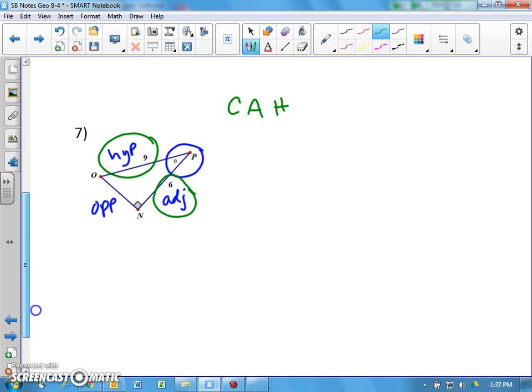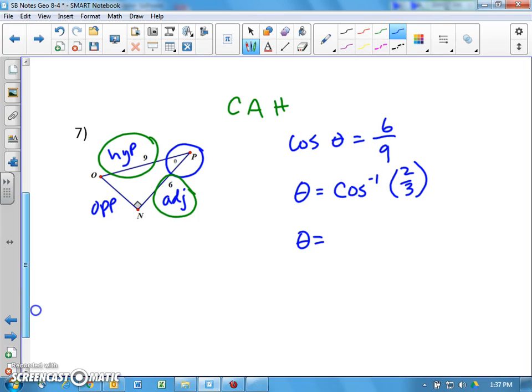Using SOHCAHTOA, that's going to be my CAH, or cosine. So I'm going to do cosine of theta equal to adjacent over hypotenuse, so that's going to be 6 over 9, which means theta would be my inverse cosine of 6 over 9, which I can reduce to 2/3. Type that in your calculator. This is not a special angle, so you're going to get about 48.2 degrees.